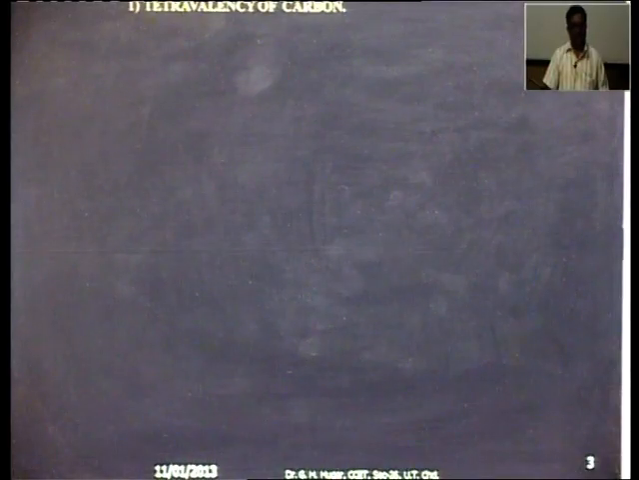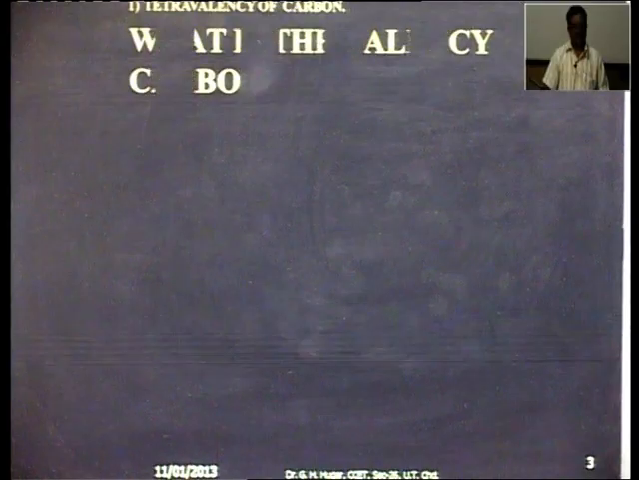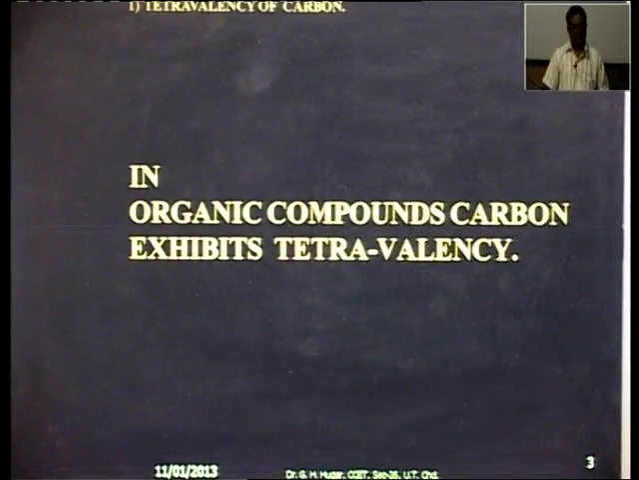So, first to begin with, what is the valency of carbon? You know that the valency of carbon is tetravalent. In organic compounds, carbon exhibits tetravalency.